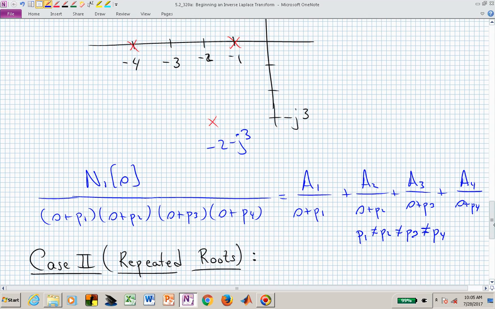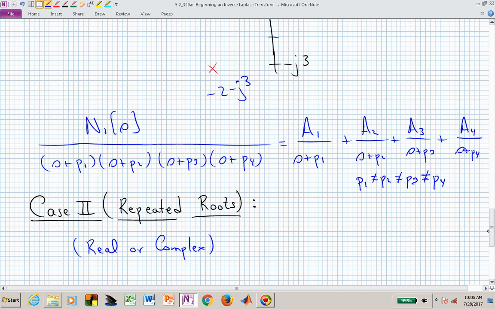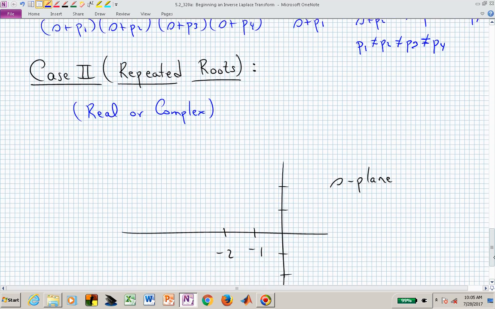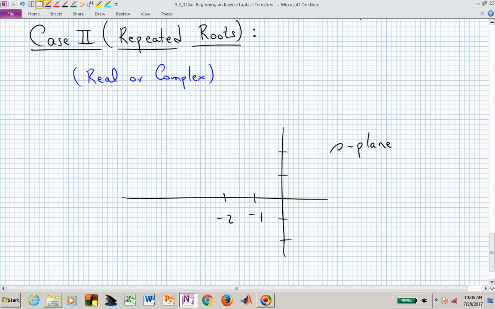The other case, I'm calling it case 2, is when we have repeated roots. And again, those repeated roots could be real or complex, and this just means that we have roots that are on top of each other. For example, if we had n sub 2 as our numerator, and maybe we had m poles at minus p. So now we would have m roots at s equal minus p.